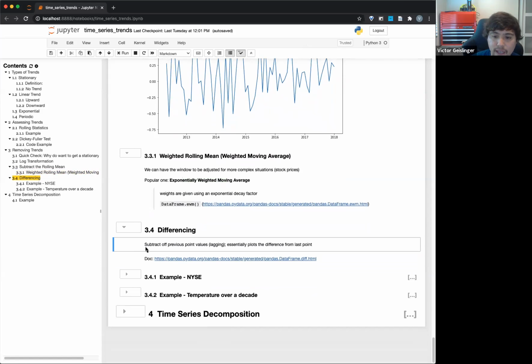All right, so differencing. It's kind of similar to subtracting off the rolling mean, except we're just looking at the one prior, right? So you're just looking at the previous one. It's also called lagging, okay? We're just looking at the difference from the previous day.